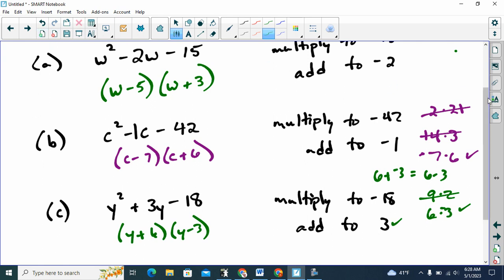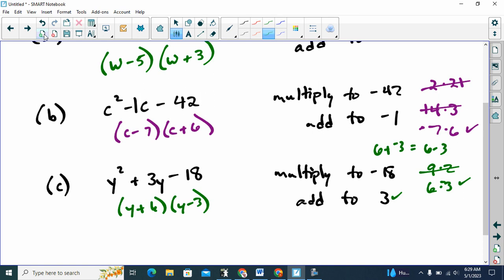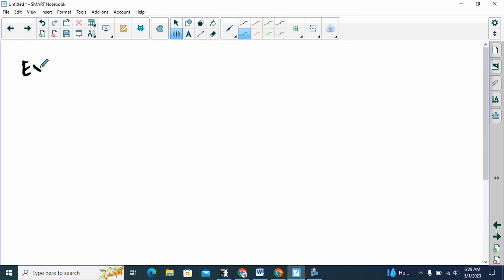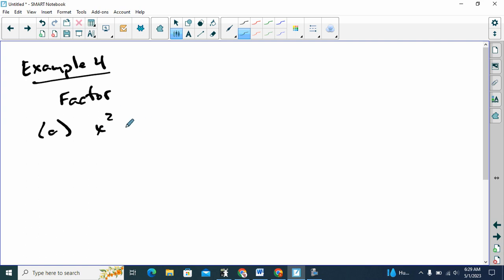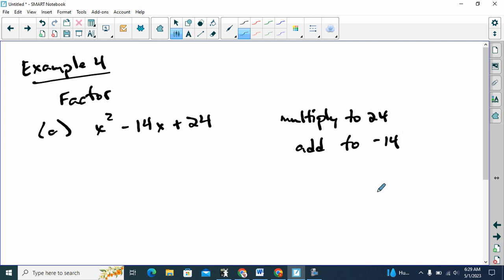One more type of problem. Example 4, again, directions, factor. Part A, we are going x squared minus 14x plus 24. Our two numbers, they should multiply to 24, and they should add to negative 14.